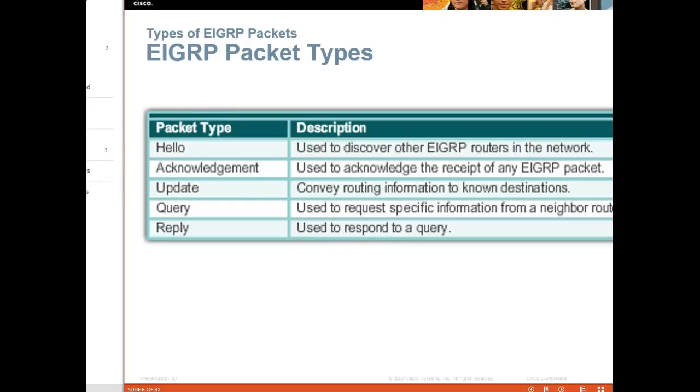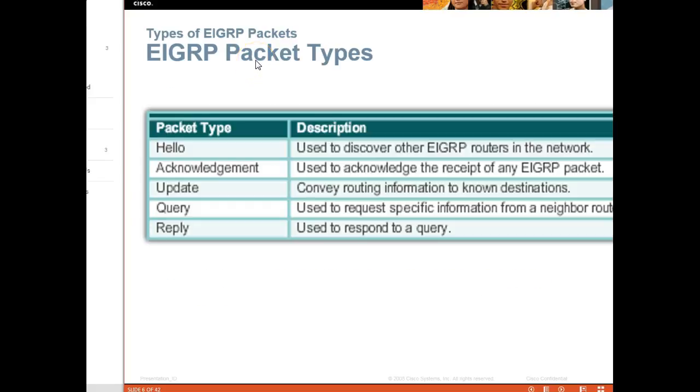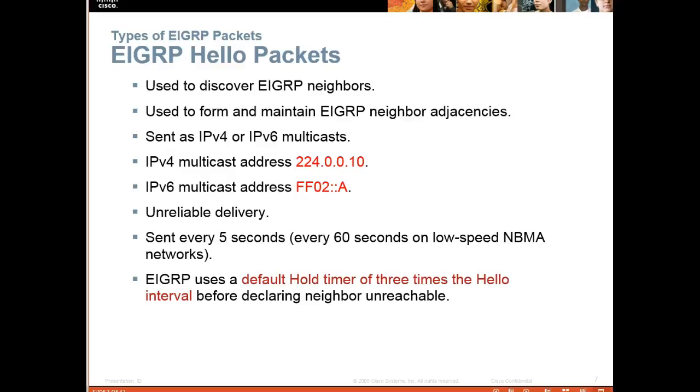EIGRP has different packet types. It has hello packets, update packets, query packets, and reply packets. In this sense as well, it's not very different. Of course, I had to change some names, but a lot of the things still happen the same as in OSPF.